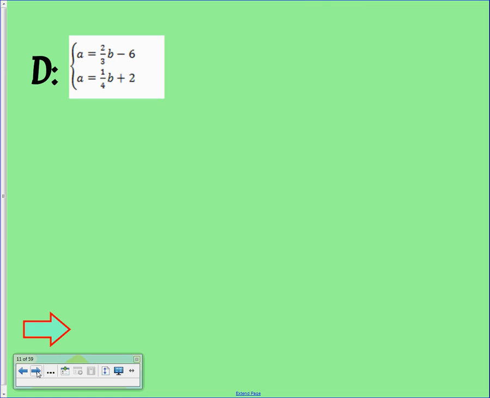All right, let's move on to something maybe a little trickier. So now we've got a little bit of fractions. Okay, so it's still the same concept though. This first one is set equal to a. So I'm going to plug it into that second equation where the a is. So I've got 2/3 b minus 6 equals 1/4 b plus 2.